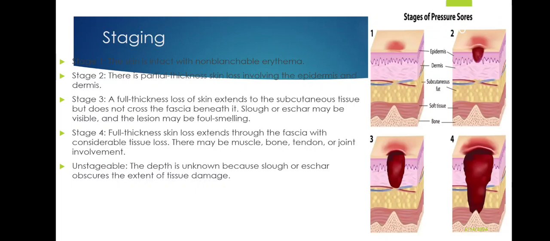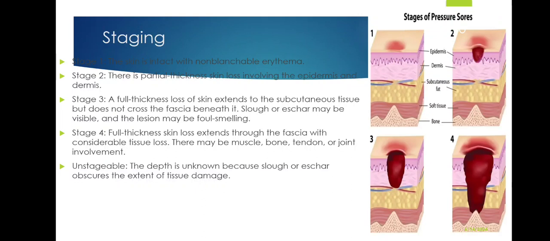Now let's talk about the staging of pressure sores. So that's from stage 1 to stage 4. As you can see in the diagram as well, stage 1 is where the skin is intact with non-blanchable erythema. Stage 2, there is partial thickness skin loss involving the epidermis and the dermis. In stage 3, there is full thickness skin loss that extends to the subcutaneous tissue but does not cross the fascia beneath it. Slough or eschar may be visible and the lesion may be foul-smelling.